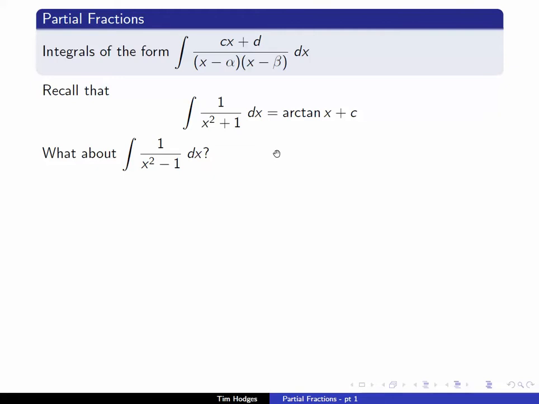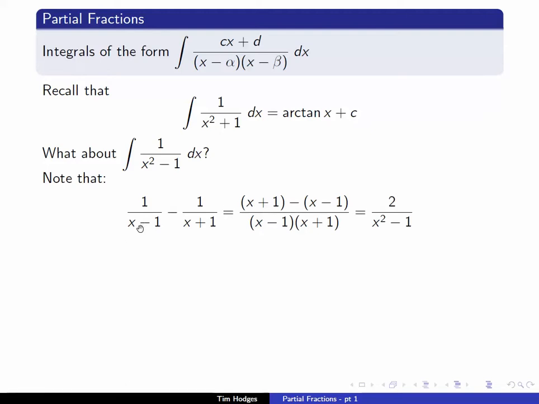And let me start by just pulling something out of my hat. So if we take 1 over x minus 1 minus 1 over x plus 1 and we put it over a common denominator, we get this algebraic calculation here. On the top we get x plus 1 minus x minus 1, which is 2. And on the bottom we get x minus 1 times x plus 1, which is x squared minus 1. So that tells us that 1 over x squared minus 1 is a half of the left-hand side, and we know how to integrate these two functions. They're just logs.